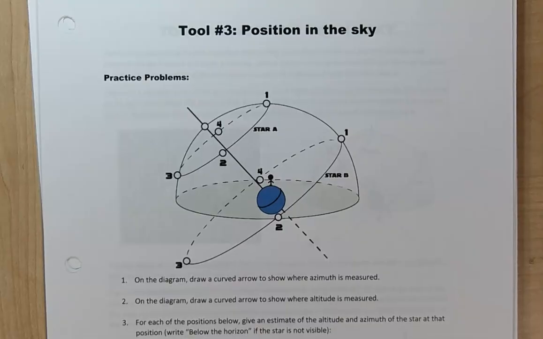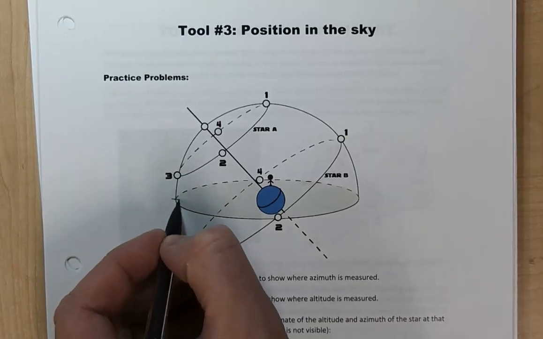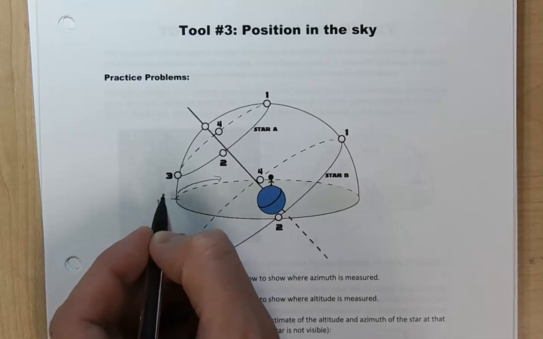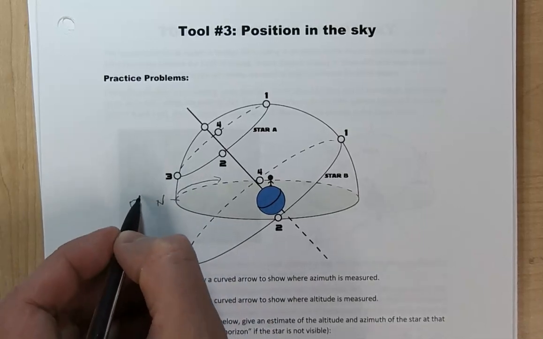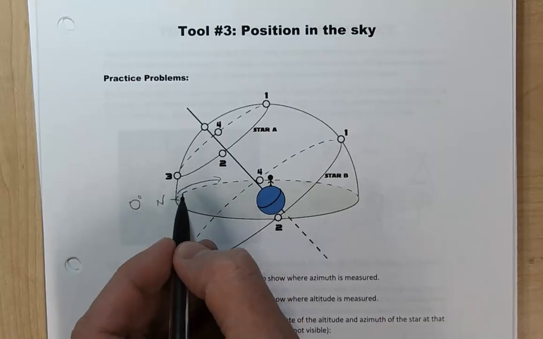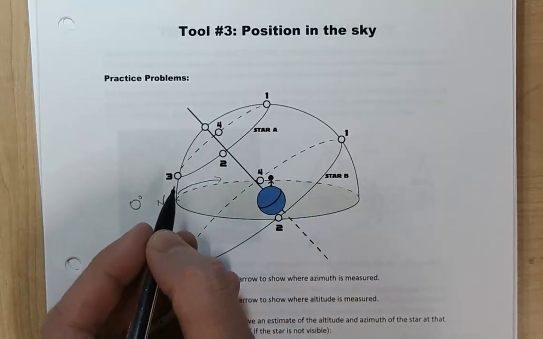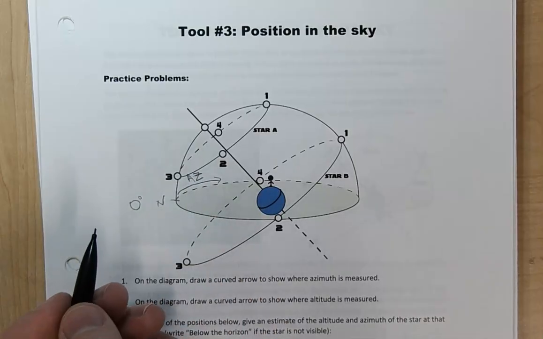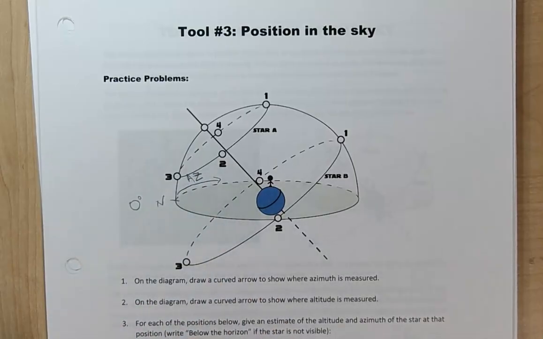Draw a curved arrow to show where azimuth is measured. Well, we kind of just did, right? So azimuth starts at 0, starts due north, at 0 degrees azimuth, and it increases going around you clockwise. So azimuth increases like that.